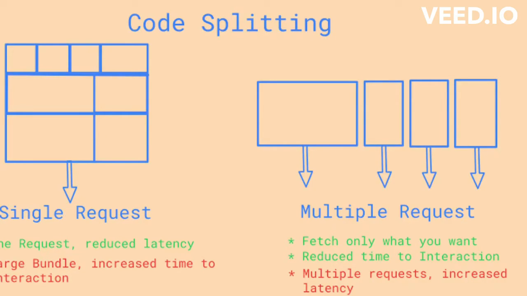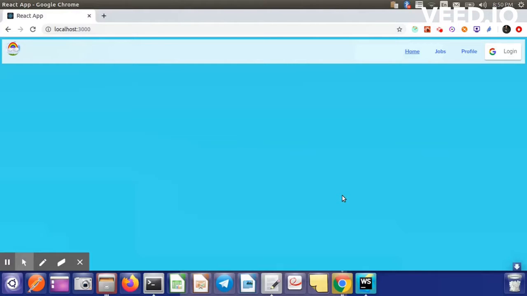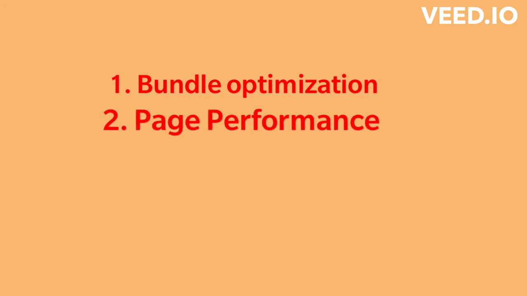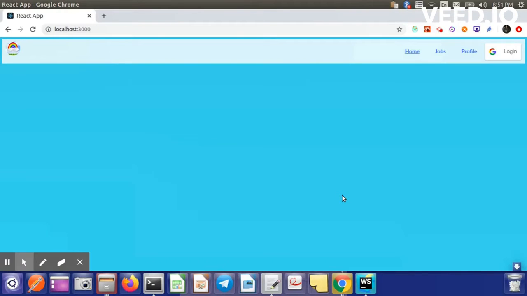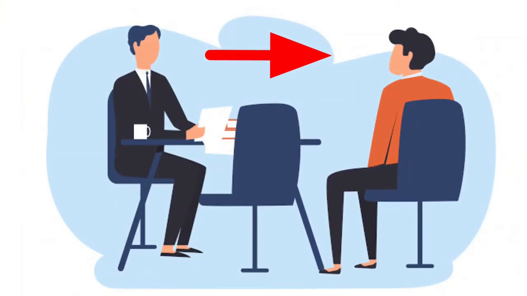Before beginning the video, we need to see why we need code splitting. Here are two reasons. One is bundle optimization and another one is page performance. It is one of the advanced concepts in page performance and also a very hot interview topic. So let's start the video.